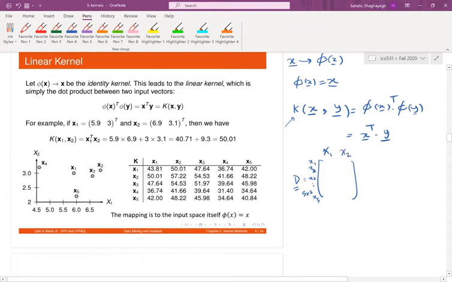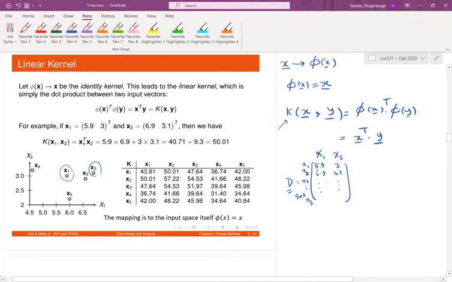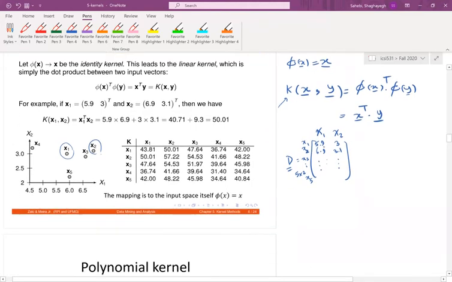For example, I can look at my x1 here, and it's, for example, 5.9 and 3. I can look at my x2 here, and it's 6.9 and 3.1. All right, so this is basically my representation of my 5 data points in the original 2-dimensional input space that I have.